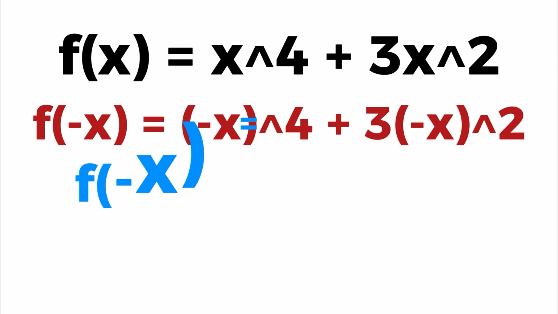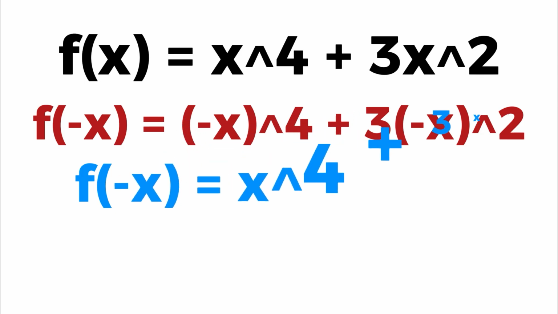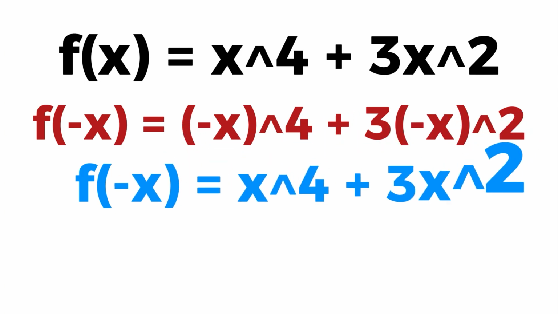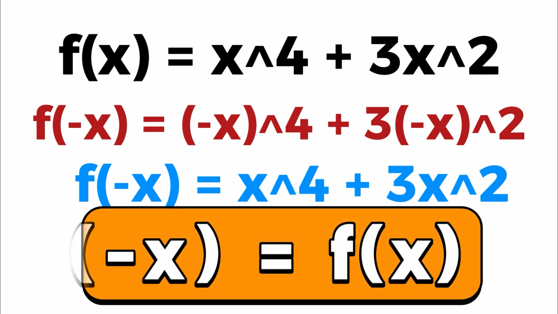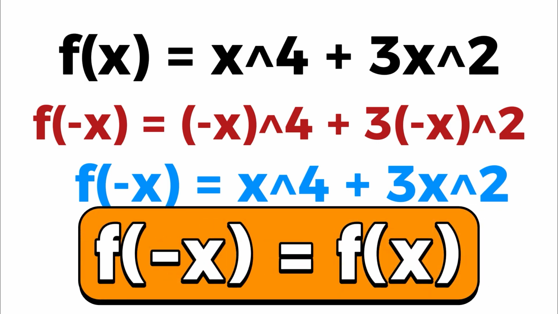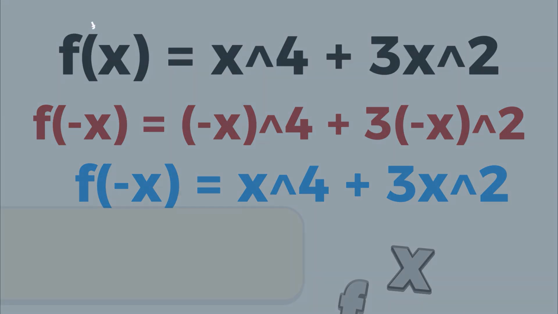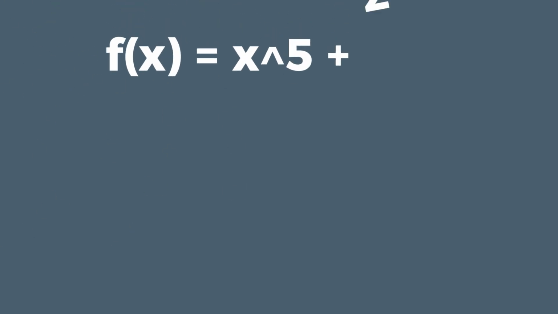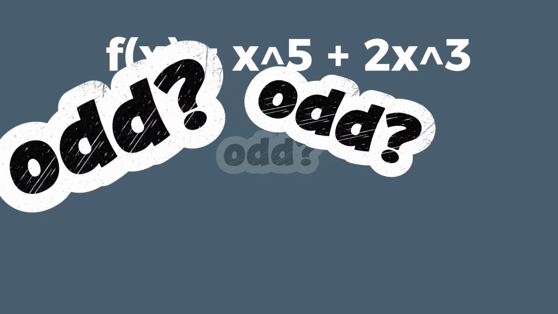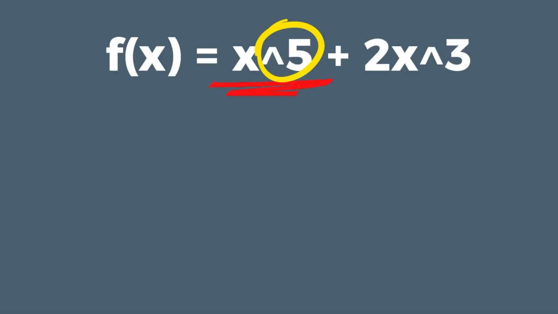So in the case of this function, it becomes x to the power of 4 plus 3x to the power of 2. So we conclude that f of negative x equals f of x, and this function is an even function. Let's look at another example. Suppose f of x is equal to x to the power of 5 plus x to the power of 3.